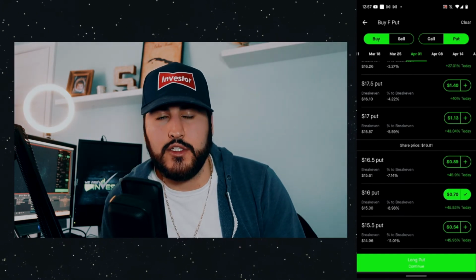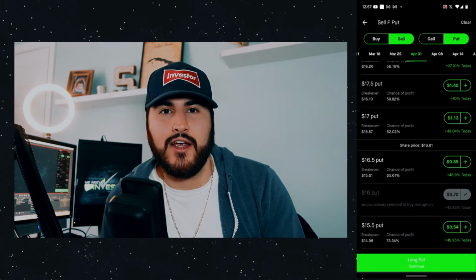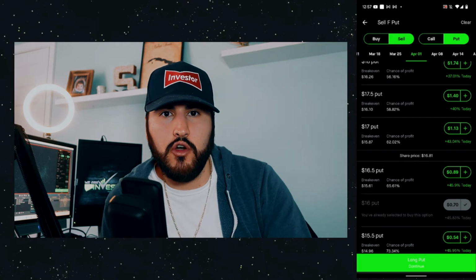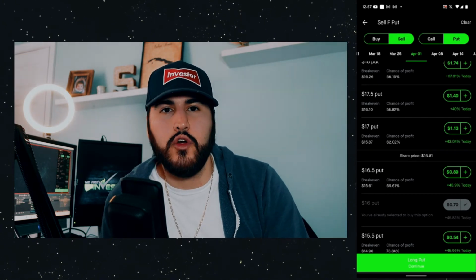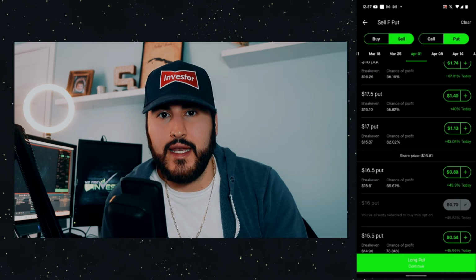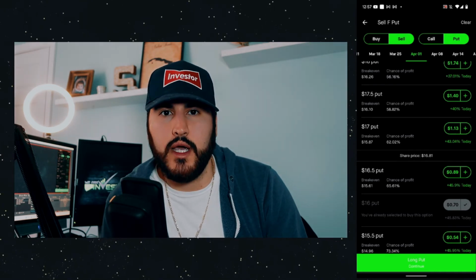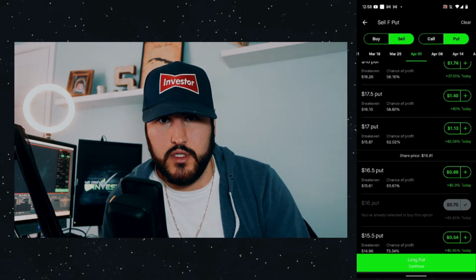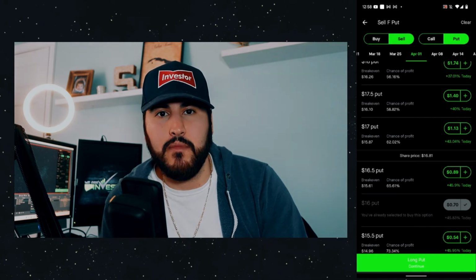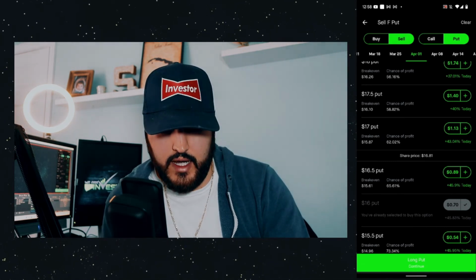The next step is we need to sell a put at a higher strike price. Now, the further we go out and the higher the spread, the more potential loss we can experience. The closer the spread, the less amount of credit you're going to receive, but the less amount of money that you could potentially lose on this trade as well.